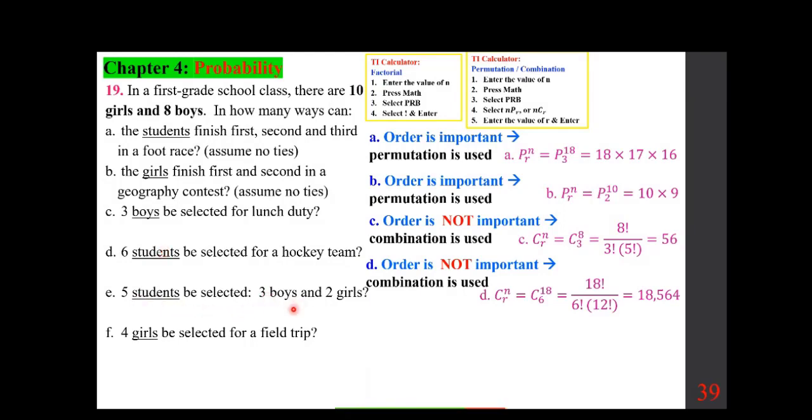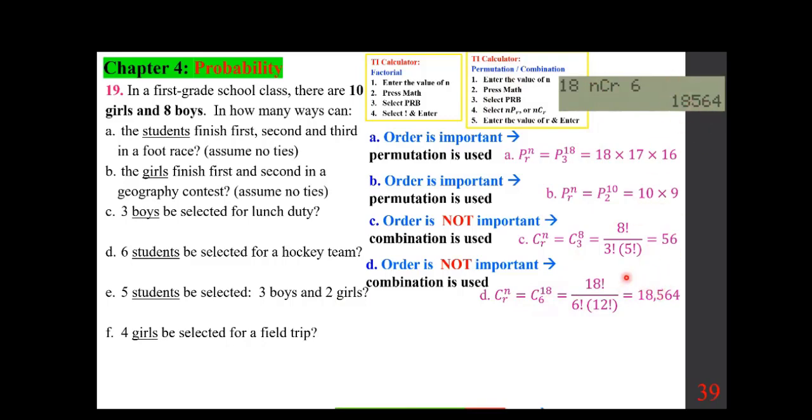3 boys, so that's 1 spot, and then 2 girls. Okay, 3 boys out of 8. There is no restriction. Okay, order is not important. So combination of 8, choose 3. Done. 2 girls out of 10, 2. It's a combination again because order is not important. And then by the way, for this one, I'm showing you if you use a TI calculator, you put 18 first, then nCr, then number 6, and it gives you the same answer, okay? This is in case as an example.